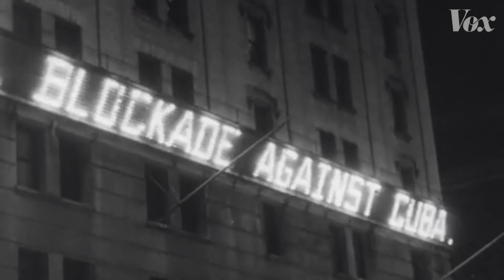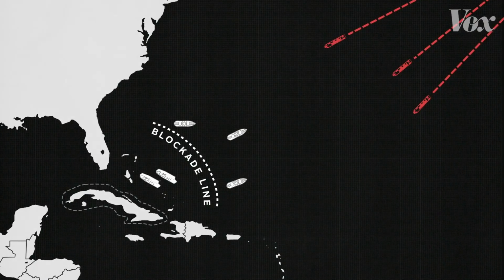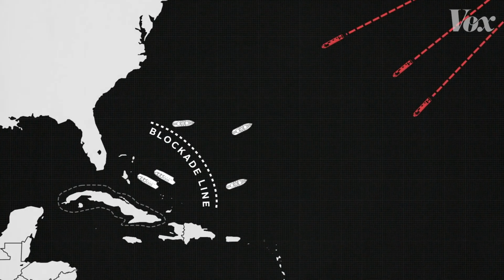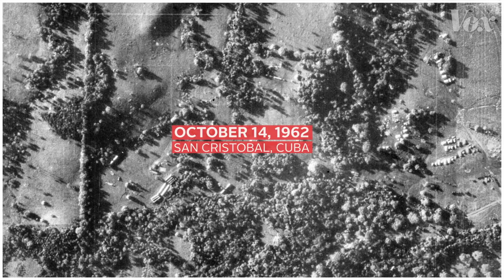What it really was, was a blockade, which is an act of aggression. One wrong move on either side could trigger an all-out nuclear war. And it all started here, a week earlier, with an aerial photograph that doesn't seem to show much unless you're looking for something specific.